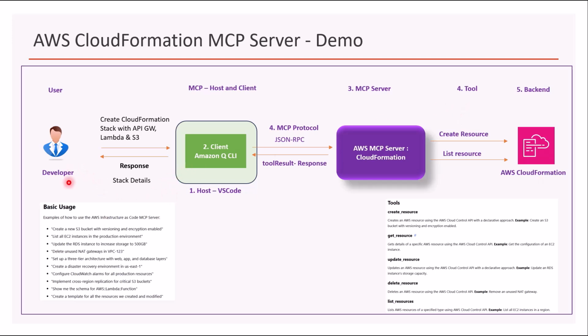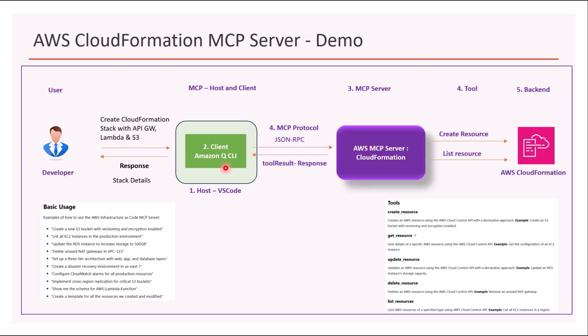Let's say I'm a cloud engineer and I use AWS CloudFormation to manage the resources for my application. Now I could have different questions, and these are some of the sample questions AWS has provided. Maybe create a new S3 bucket with versioning and encryption enabled. List all EC2 instances in the production environment. So through my IDE VS Code, where I have installed the Amazon Q CLI, I could pose questions like this in natural language. And in our case, we're going to say create CloudFormation stack with API Gateway, Lambda, and S3.